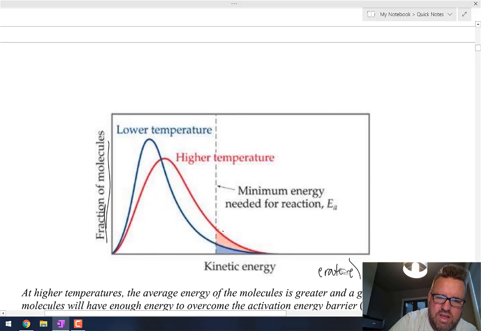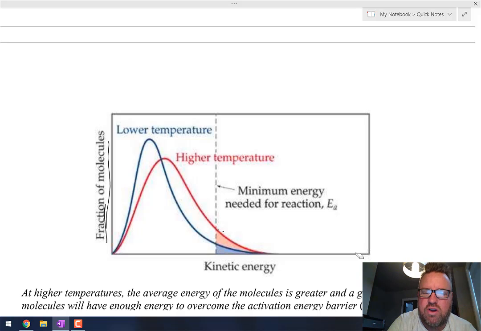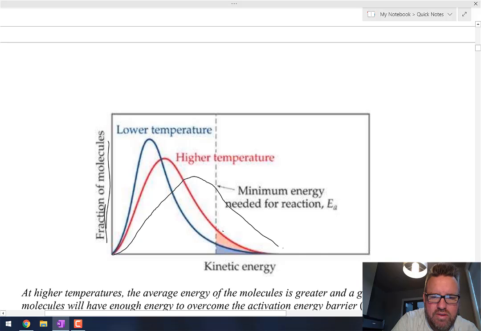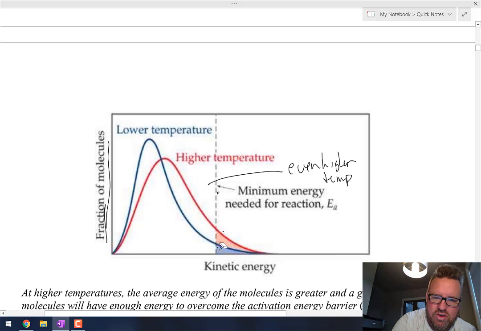So when the temperature changes, like if we were to draw on here, let's raise the temperature even more. What does the curve look like at an even higher temperature? It gets lower, and the peak moves over to the right a little bit farther. So it's going to be a little bit lower. And again, this is not perfect, but let's say something like that. That curve right there represents an even higher temperature than our high temperature there. And again, notice we now have even more molecules that have enough energy to overcome the activation energy barrier.